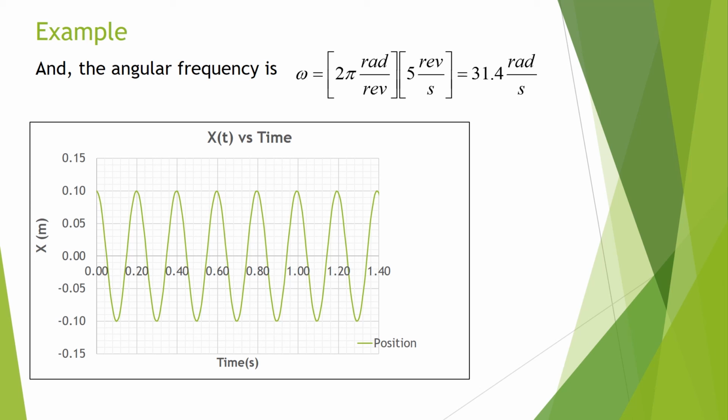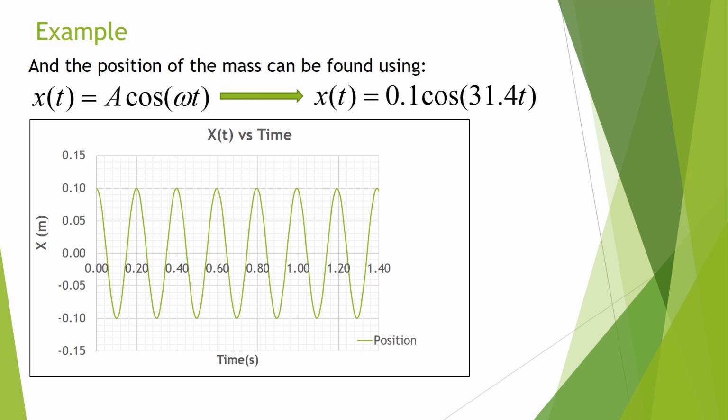And so the position of the mass at any time can be found using the equation. What I did here is I plugged in amplitude 0.1, cosine omega t. So if you were to plug in any time into this equation, assuming that you're dealing with your calculator in radian mode, and that's very, very important, we keep our calculator in radian mode for these problems.